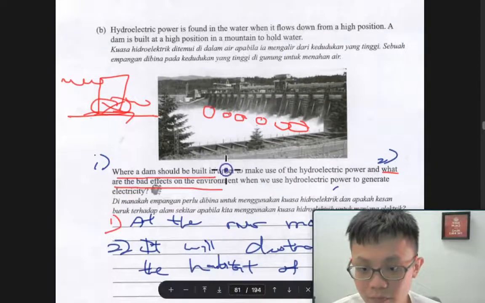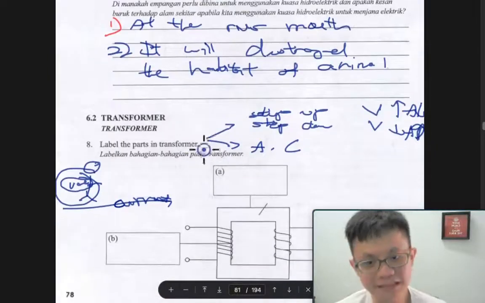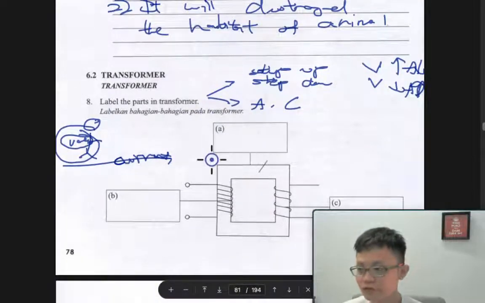Okay, where was I already? So this is the example of a transformer, and how can we label these transformers?